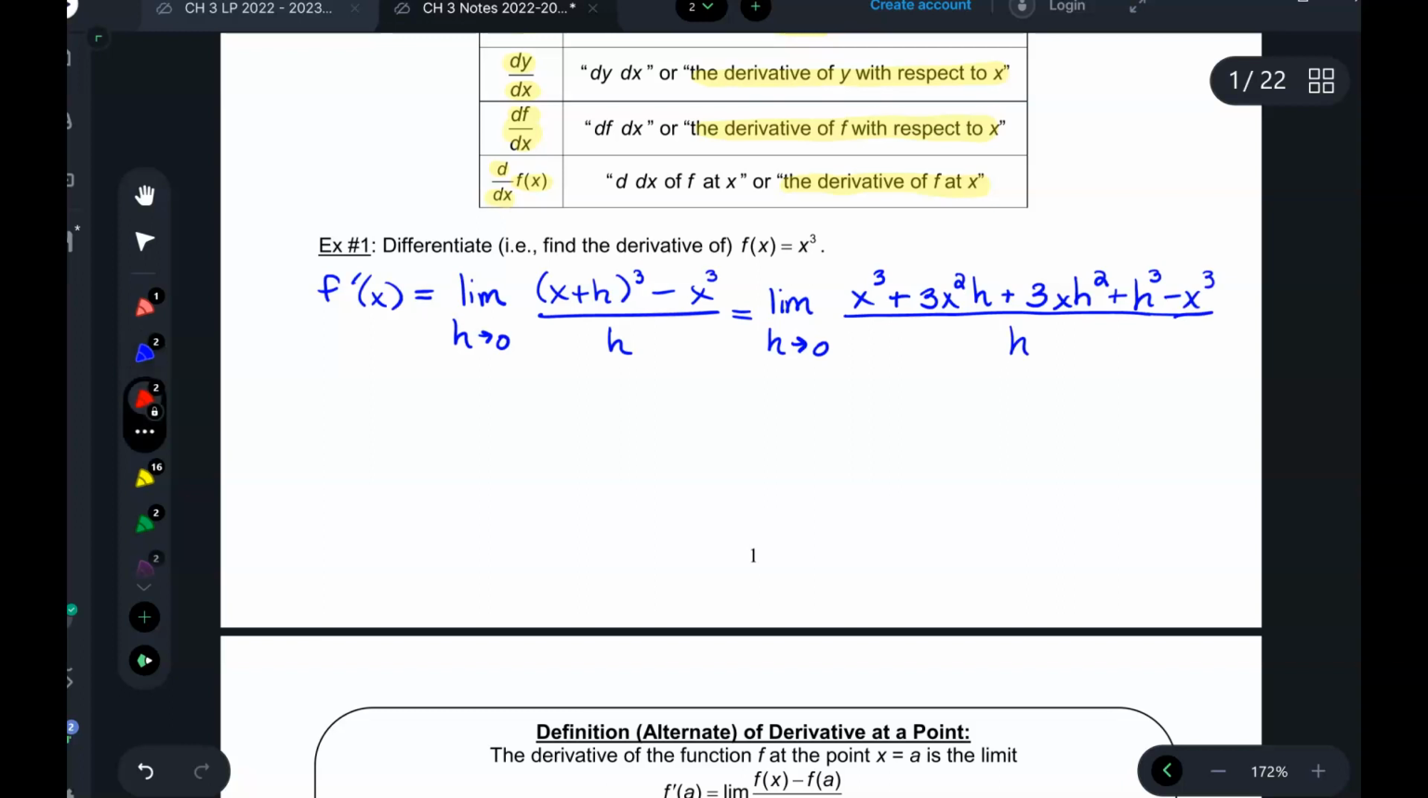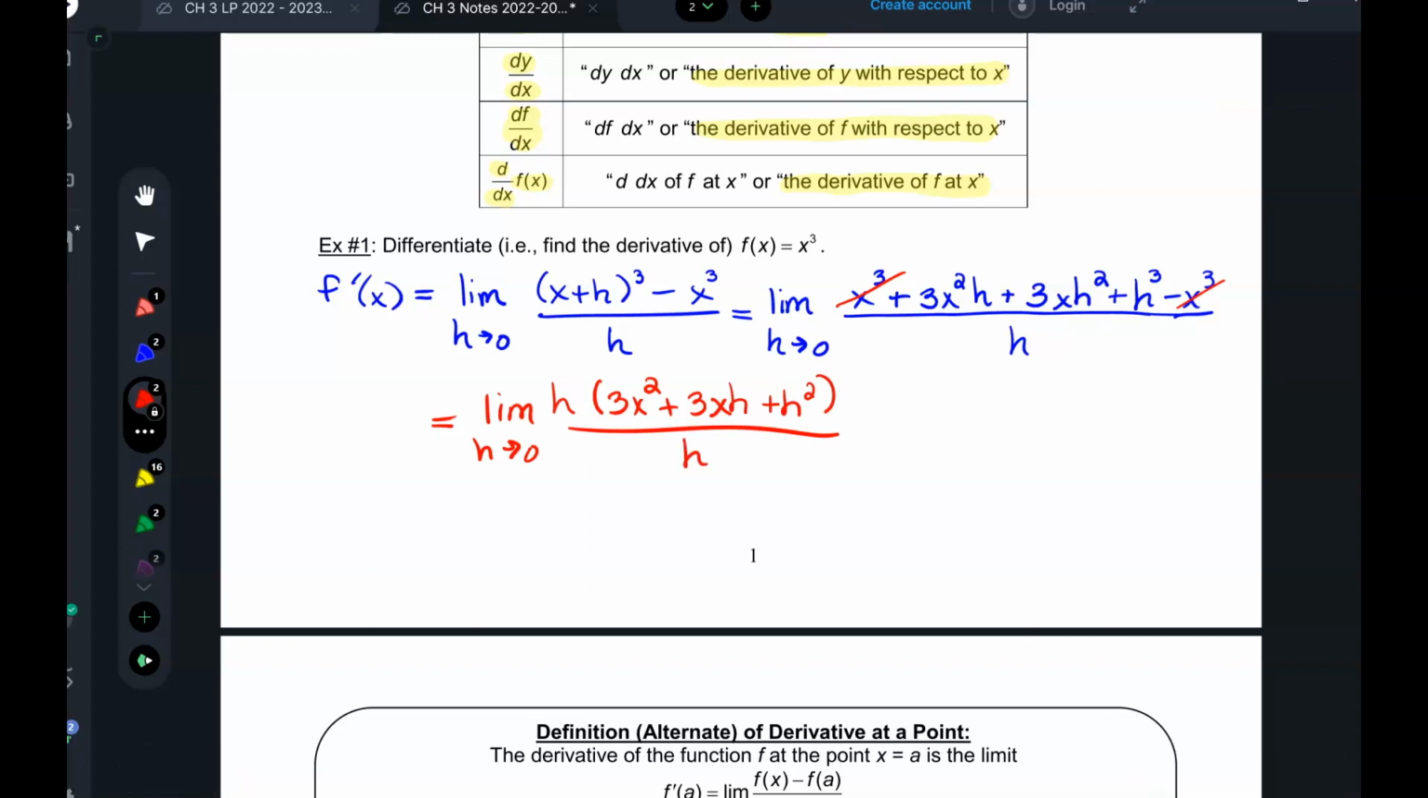Okay, let's see, what's going to cancel here? The x cubes, right? I saw on a lot of people's papers, they just started crossing off h's. Although if you can do that correctly, great, but I saw so many little mistakes. I highly, highly encourage you to just factor out the h, okay? Because I saw so many little mistakes there. So I get 3x squared plus 3xh plus h squared.